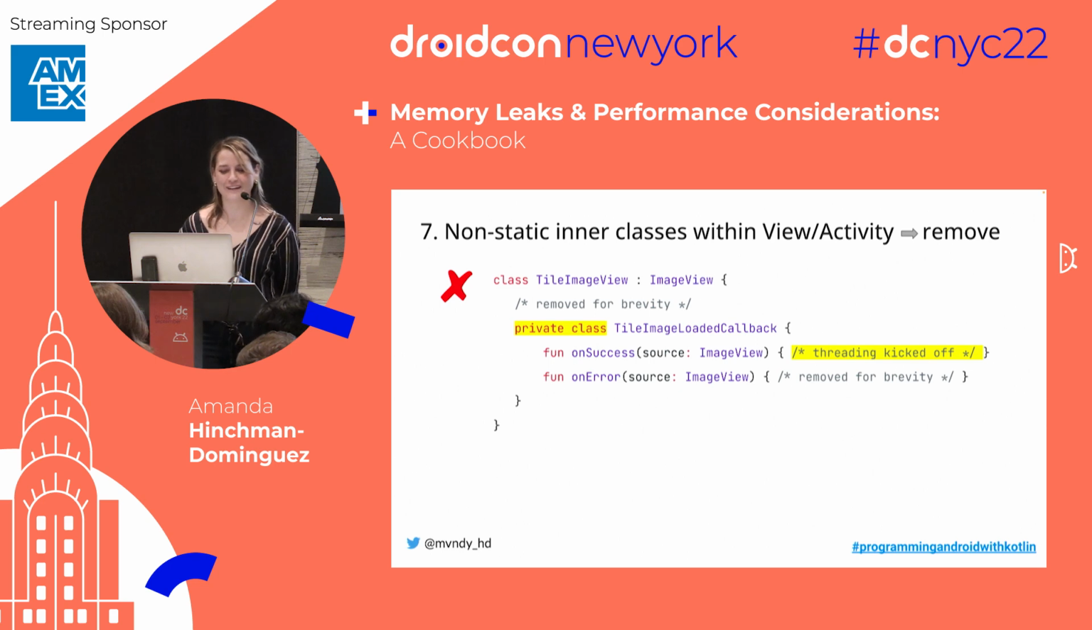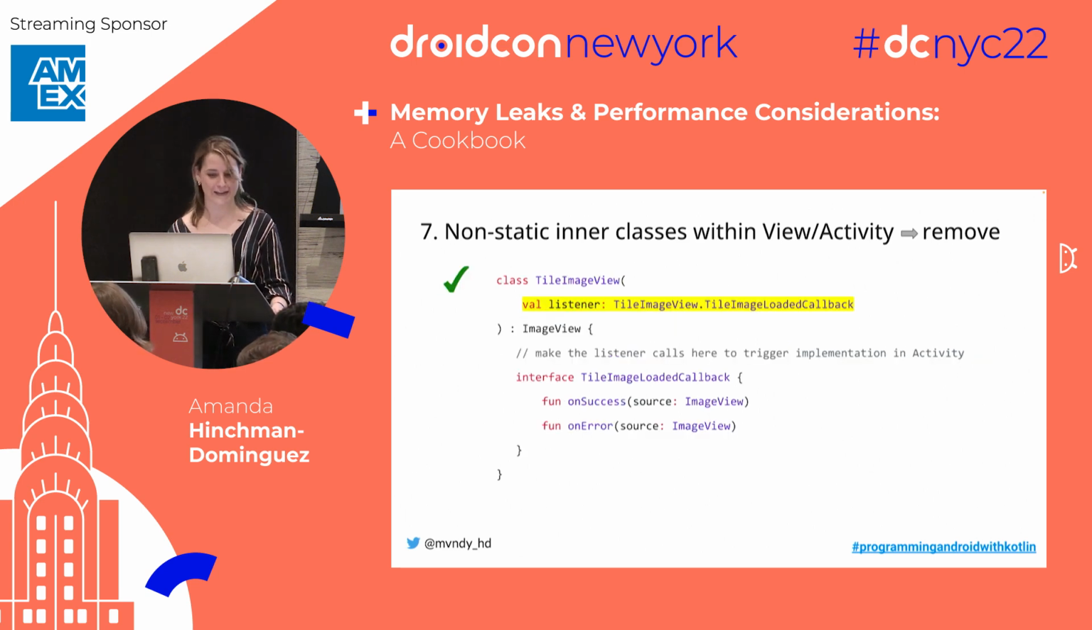Pretty straightforward. Okay, number 7, non-static inner classes within views and activities. Remove them. An inner class holds an implicit reference to the enclosing class until the object itself is destroyed. This is a tricky and common source of memory leaks, especially around threading. If the instance of the tile image view is destroyed, then an implicit reference will be held hostage by whatever thread has been keeping the tile image loaded callback alive.